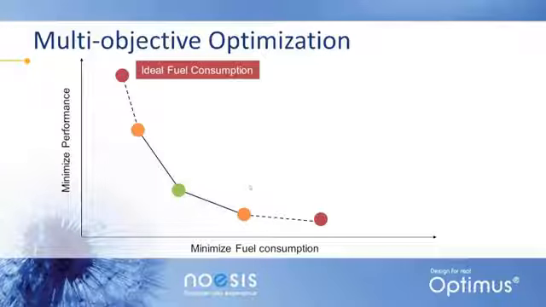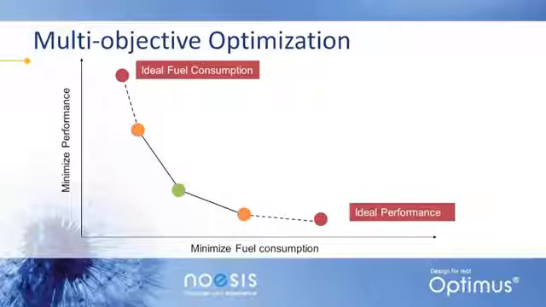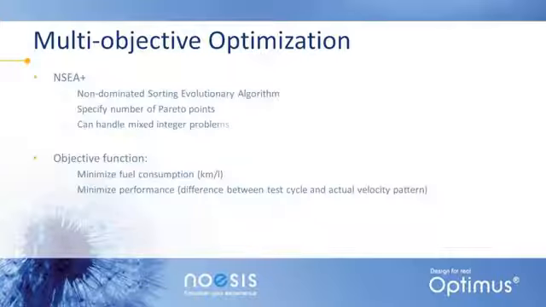So the line that you see here is actually a Pareto front. The far left and at the top we have the experiment that gives us the ideal fuel consumption. The bottom right we have the experiment that matches the performance ideally. And then in the middle is a trade-off and is actually an optimal solution.